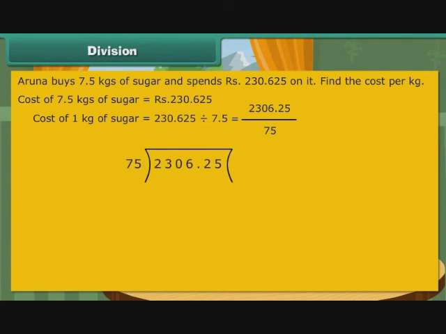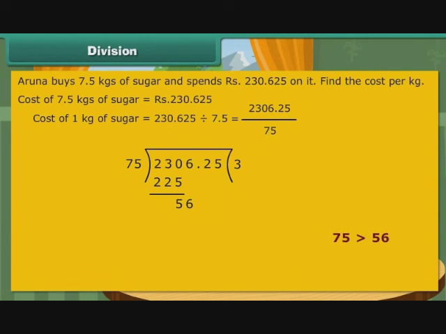Now we divide 2306.25 by 75. Write the two numbers down as shown. Take the first two digits of 2306.25 together, that is 23. 23 is too small to hold 75. Now consider the first three digits together, 230. 230 is big enough to hold 3 times 75, that is 225. Therefore, write 3 on the right and 225 beneath 230. Subtract and write the difference, 5 below. Bring 6 down. The new number formed is 56.